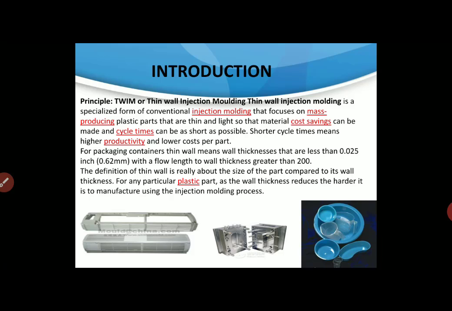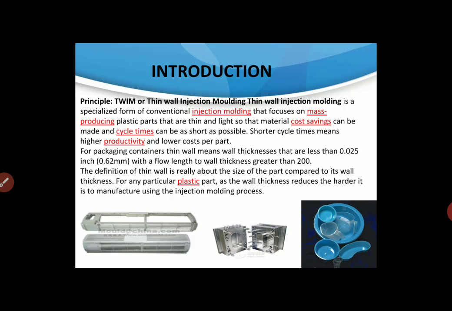So in thin walled injection molding, a specialized form of conventional injection molding is utilized that focuses on mass producing plastic parts that are thin and light, so that material cost saving can be made and the cycle time can be shortened as much as possible. Shorter cycle times mean higher productivity and low cost per part.